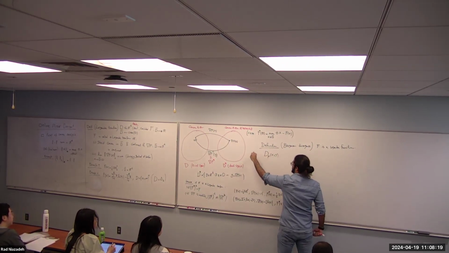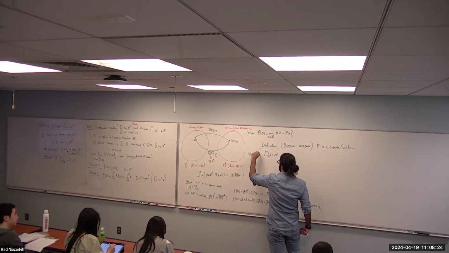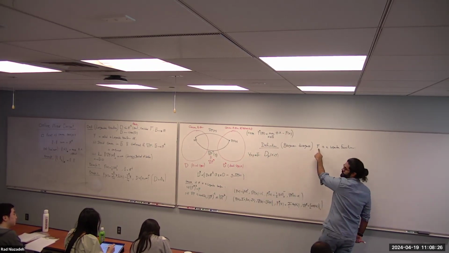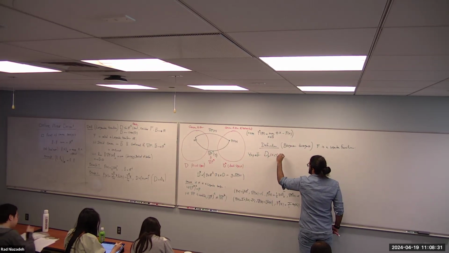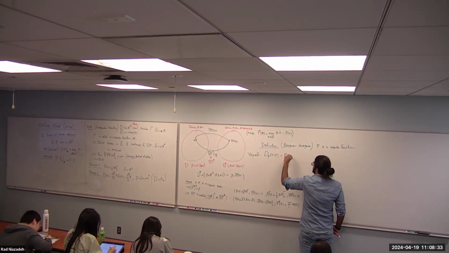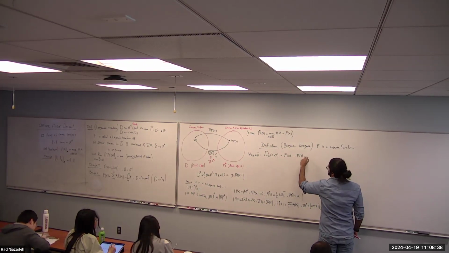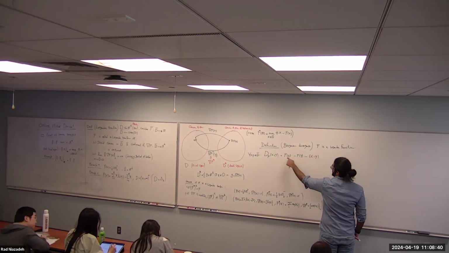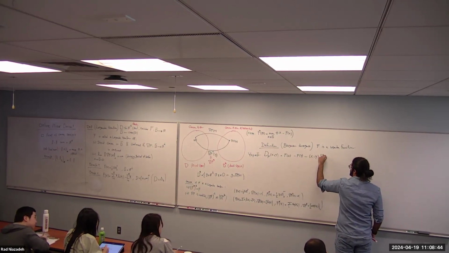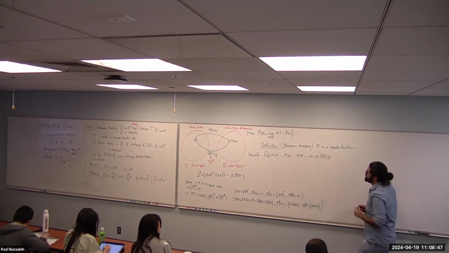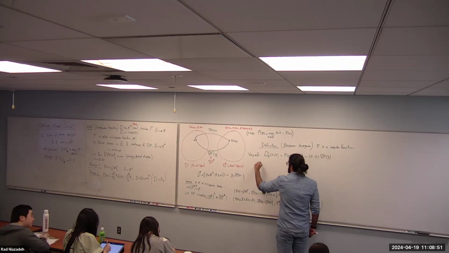So for every two points x and y in the space that corresponds to that Legendre function, the distance is equal to f of x minus f of y minus x minus y, these are vectors, dot product with the gradient of f at y.